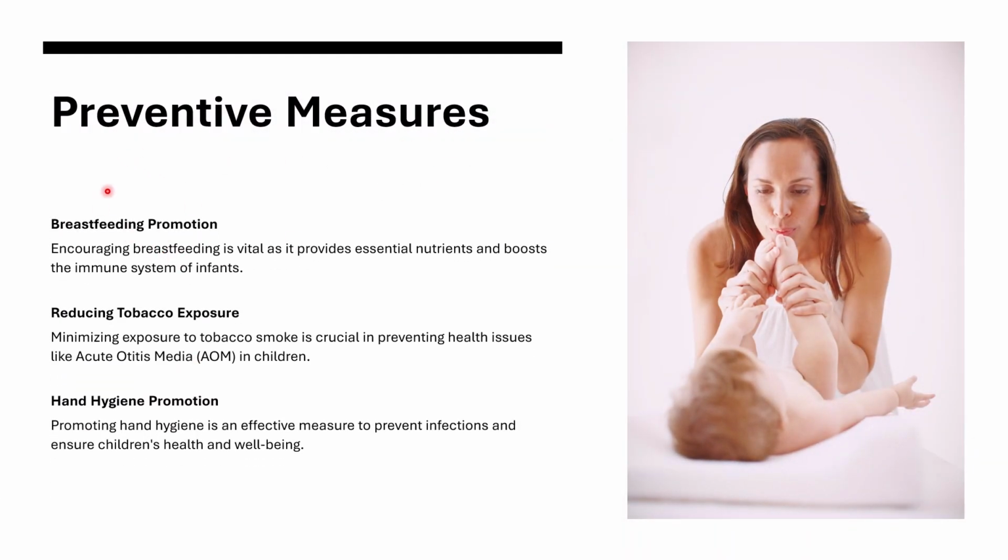Preventive measures. We should promote breastfeeding programs for families and new moms, and reduce tobacco exposure, because minimizing exposure to tobacco smoke is crucial in preventing health issues like otitis media in children. Hand hygiene promotion as well, so that young children can be protected with these measures.